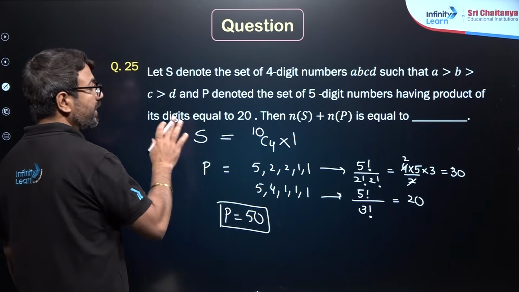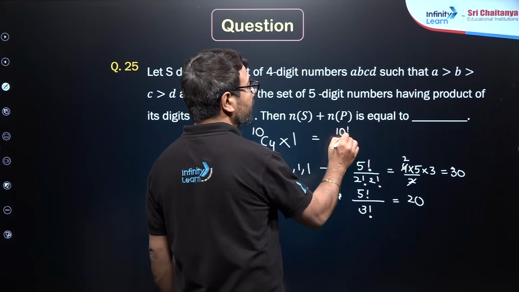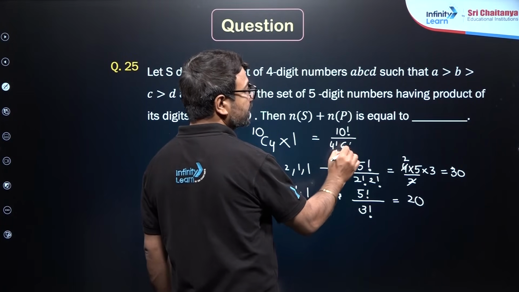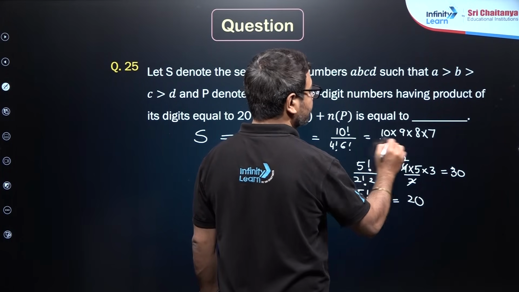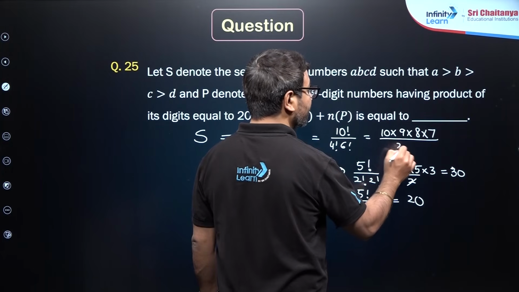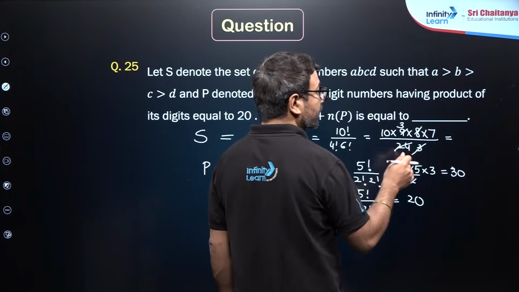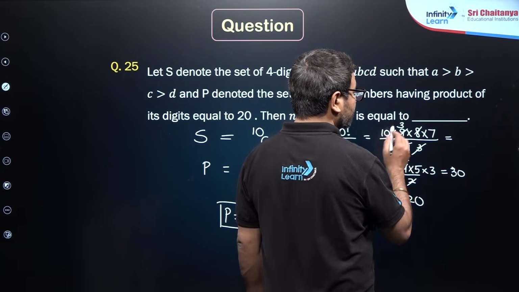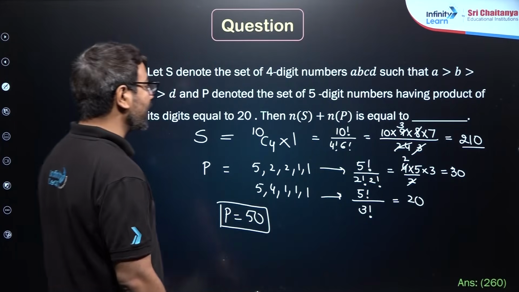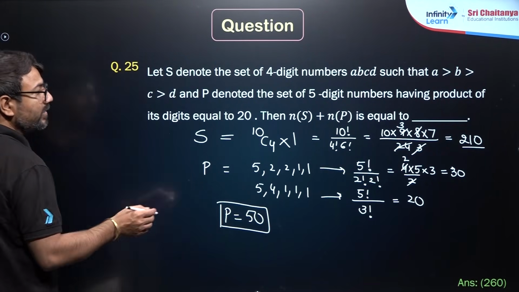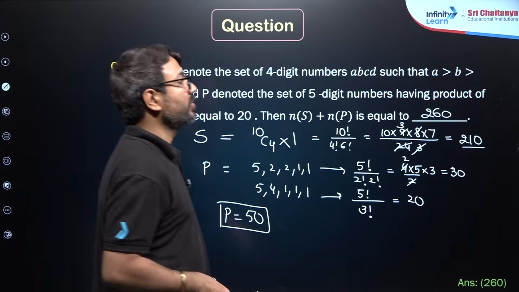And the value of S will be 10C4. So that will be 10 factorial over 4 factorial over 6 factorial. So 10 into 9 into 8 into 7 over 24. So 3 3s are 9, so 30 into 7 you will have 210. If you add them, 210 plus 50, the number of elements will become 260. So 260 is the answer to this question.